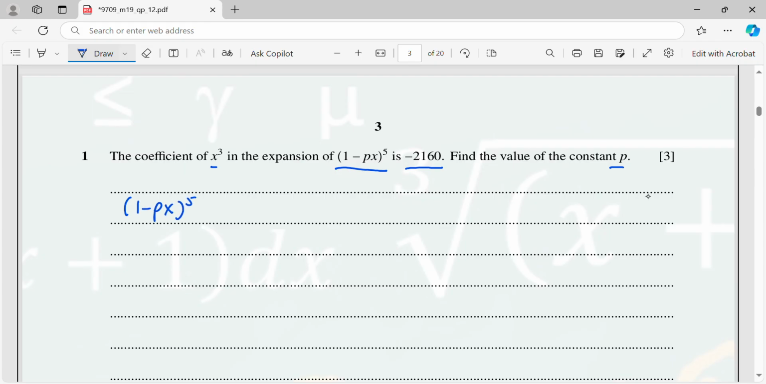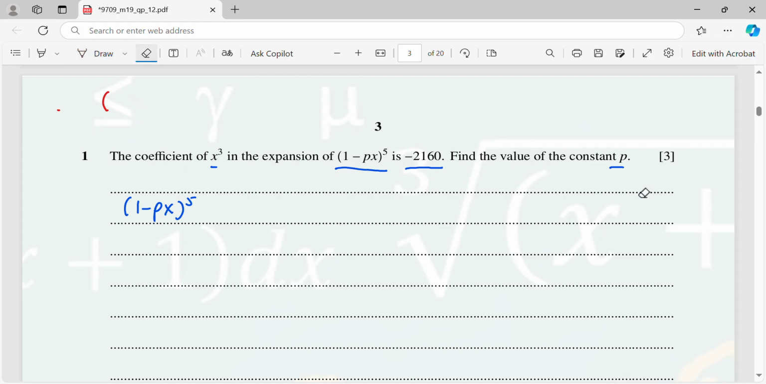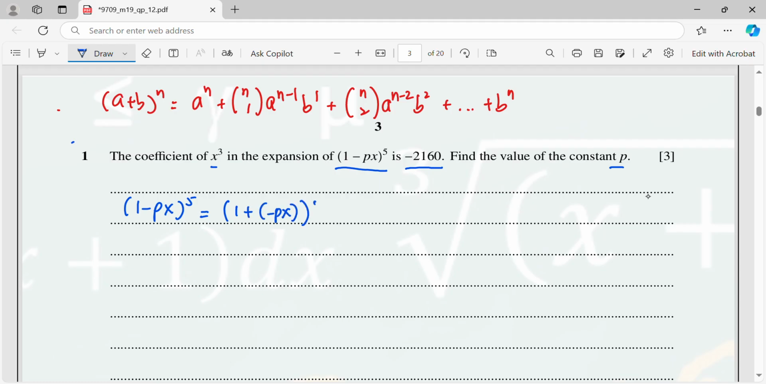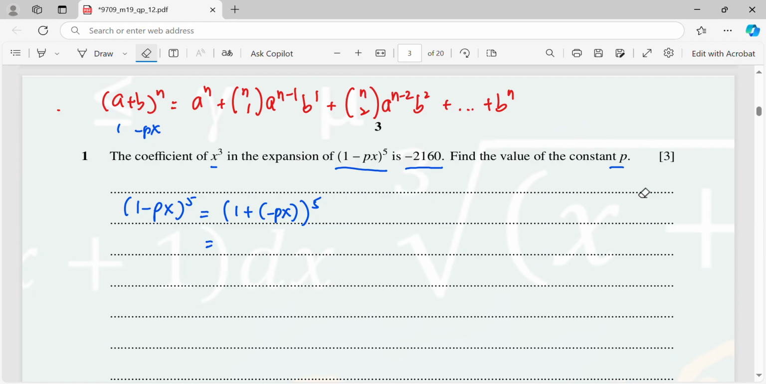The formula is basically (a plus b) to the degree n, which is going to be a to the n, plus nC1 a to the n minus 1 b to the 1, plus nC2 a to the n minus 2 b squared, until b to the n. For this case, to make it a similar form, I will write this as (1 plus negative px) to the degree 5. So now my a is 1, and then b is minus px, when you compare these two forms.